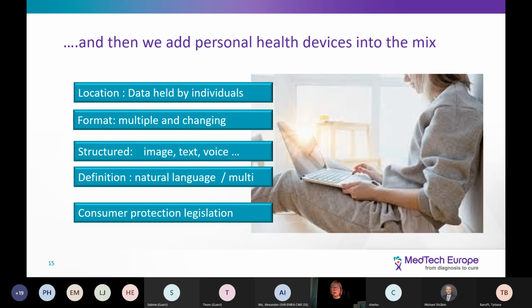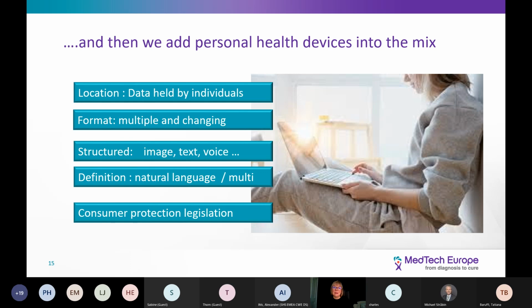We're talking about natural language and often multi-languages. So people using multiple languages. If you just think of Belgium, where many of you are sitting, where people will be expecting to use French and Dutch and probably English as well in using their apps. We're talking about many different types of data, image, text, voice, and so forth. So the challenge has become much more demanding as we try to bring interoperability into the personal health domain.